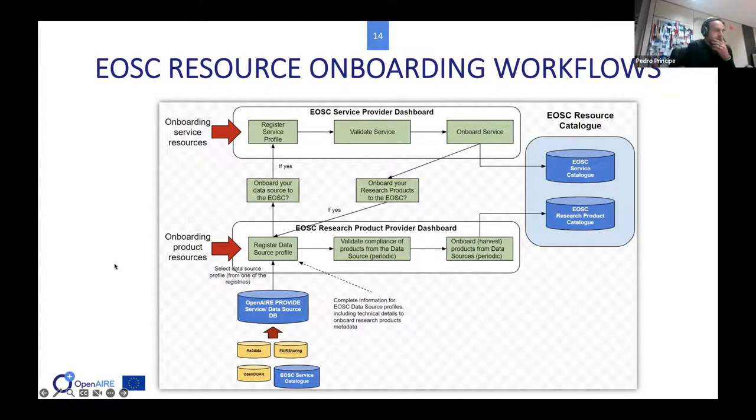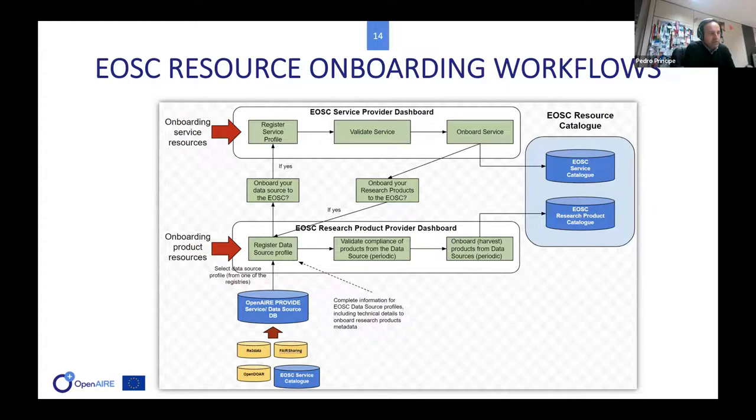Yes, this is just to conclude this part and to present a diagram that was done recently, to clearly present the onboarding process in EOSC and to place OpenAIRE. It is not a diagram done by OpenAIRE; it was done under the umbrella of the EOSC Future project that is preparing these EOSC onboarding workflows. On the bottom left side you can see OpenAIRE Provide as a service that is providing and supporting the registration and onboarding of data sources.